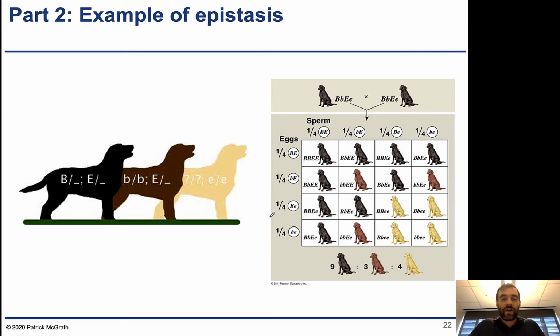So I own a chocolate Labrador. I love dogs, so I like to use this as an example. Anyone that knows Labrador retrievers knows there are three primary colors that they come in. So you can get a black lab, a chocolate lab, and a yellow lab. And breeders have gone to the trouble to figure out what is the genetic basis of this.